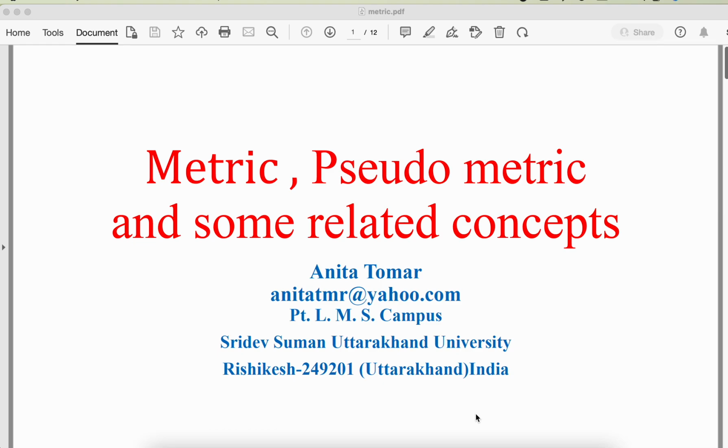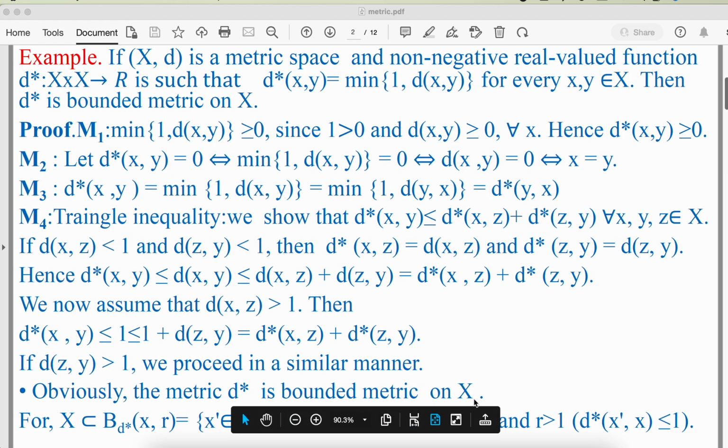Pseudo metric, and some related concepts like closure, closeness, interior, exterior, frontier, and so on. So first of all, we start with one example.